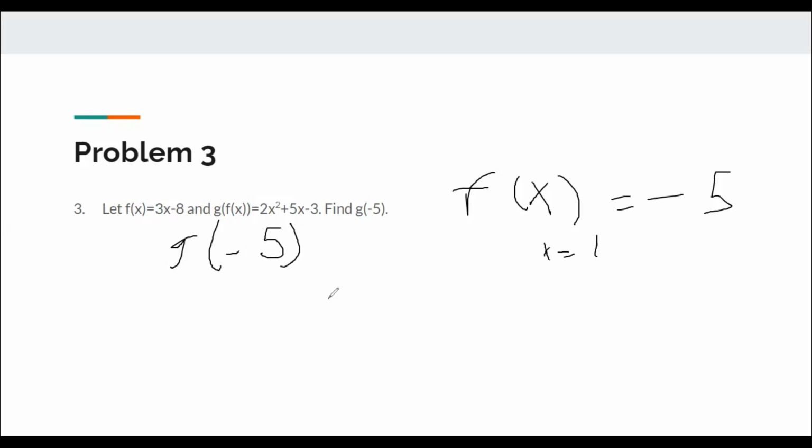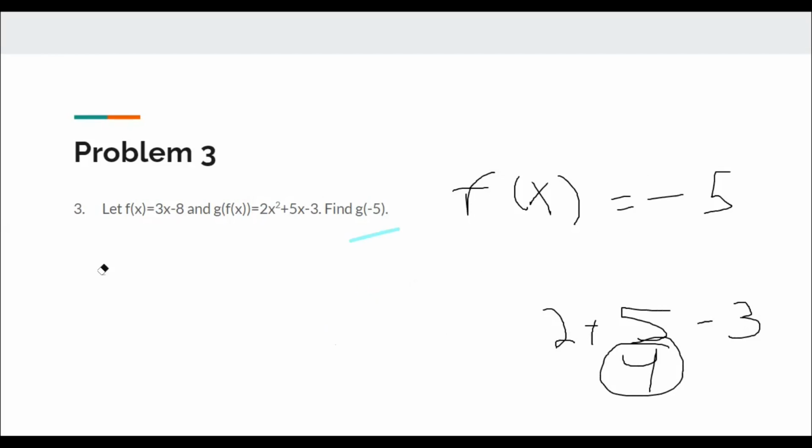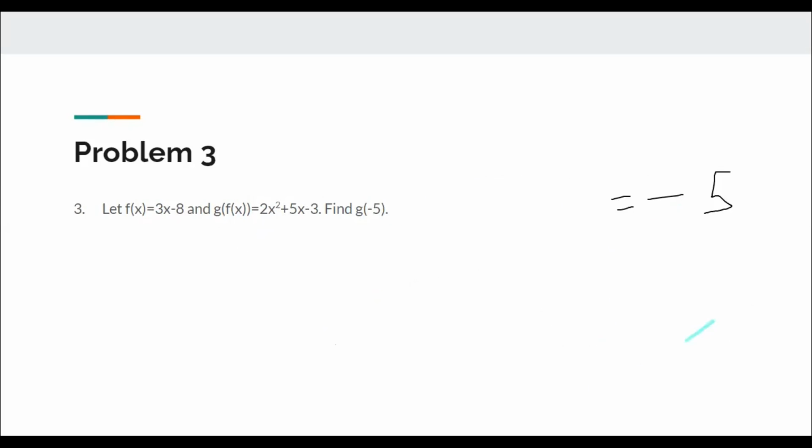So we want to find out what is g of f of 1. Because f of 1 is equal to negative 5, that's the same thing as this. So when you input x is equal to 1 into this, you're going to get 2 plus 5 minus 3. So our answer is 4. So that one you had to think about a little bit more. But it's pretty simple, these questions especially.